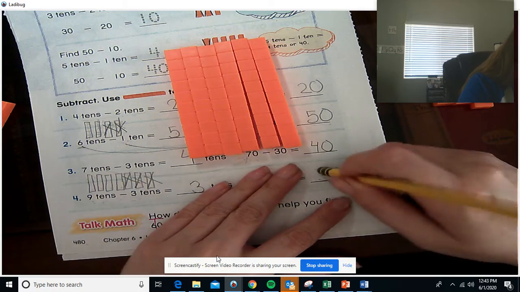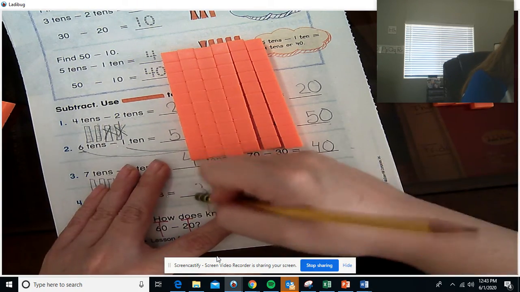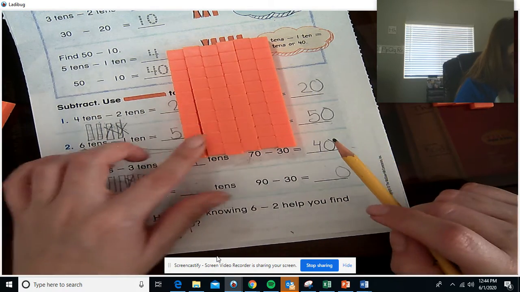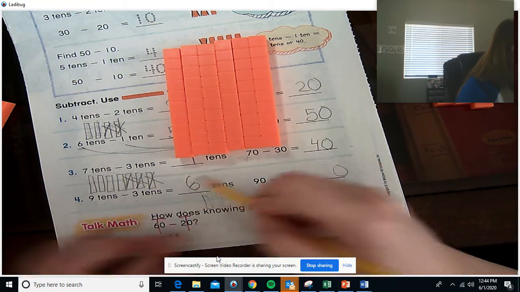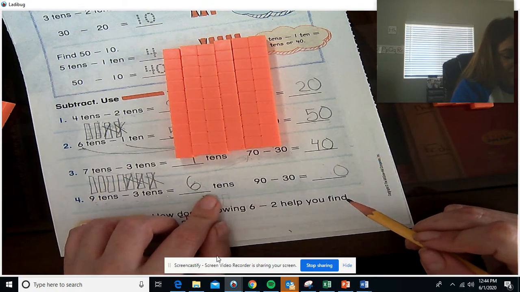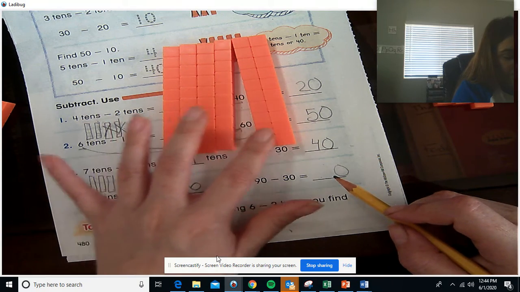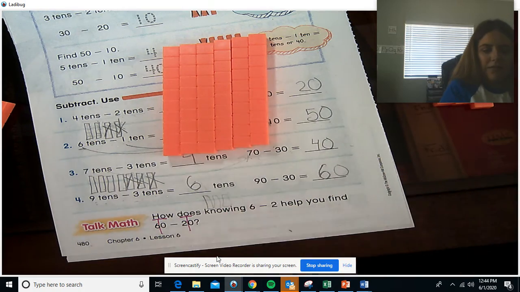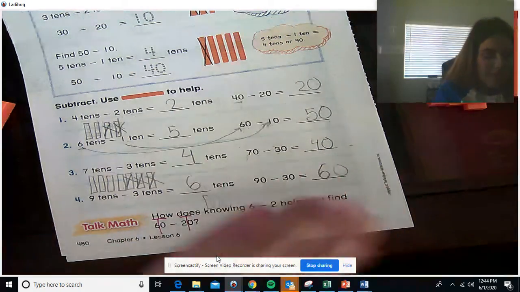Good thing we checked it because I was wrong. I don't know what Miss Cortez is thinking. 9 minus 3 is not 3. It's 1, 2, 3, 4, 5, 6. 9 minus 3 is 6. That means that we have 10, 20, 30, 40, 50, 60 left. And you see why it's so good to check our answers? Sometimes we forget.